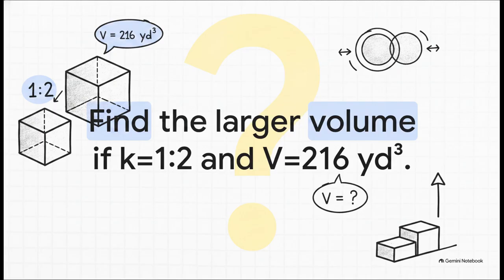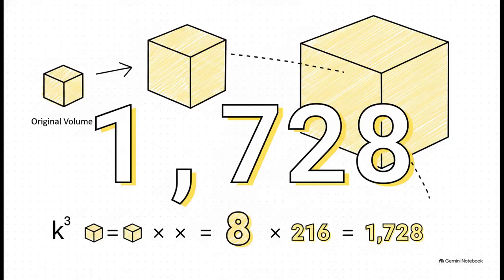I'd highly encourage you to pause for just a second, recall those dimensional rules we just talked about, and try to calculate the answer yourself. Okay, ready? The solution is 1,728 cubic yards. Let's walk through exactly how we get there. Our scale factor, our K, from the small solid to the large one is 2. But remember, we aren't looking for a 1D length, we are looking for a 3D volume.